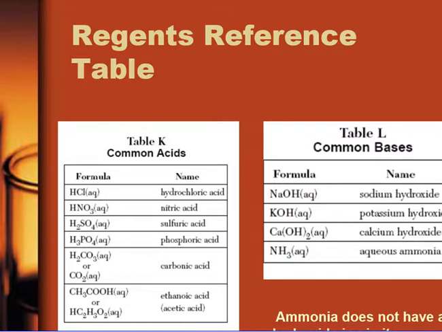As far as the acids, I'd like you to underline right in your table K all the H's in the front. Everyone has an H in the front, except this last one, ethanoic acid. You could circle COOH. That COO group is going to come up again in organic chemistry, but it lets us know that that's an organic acid. So we're going to need to identify acids with either an H in the front or a COO in the back.